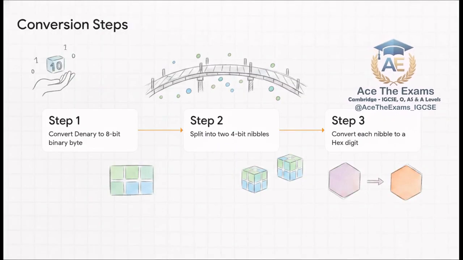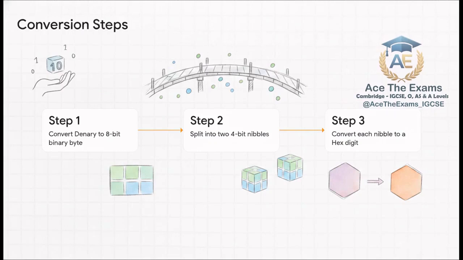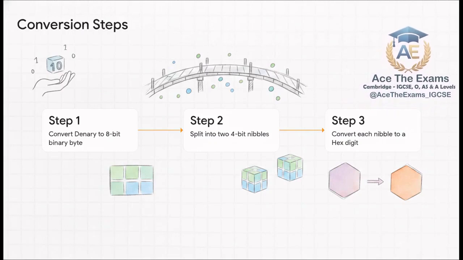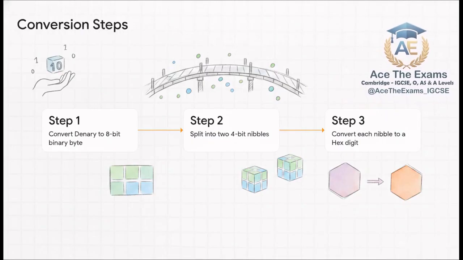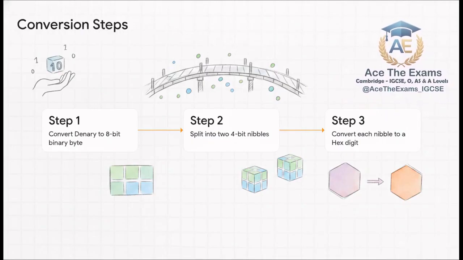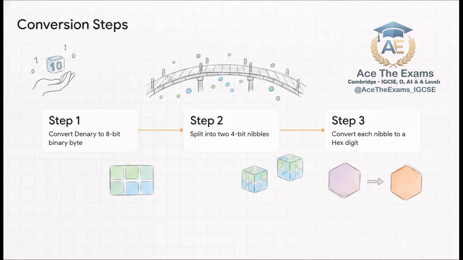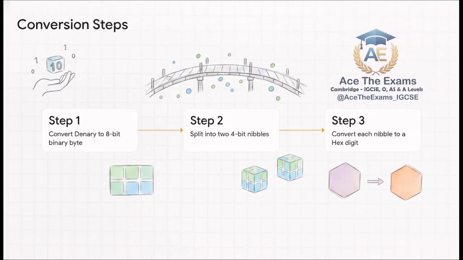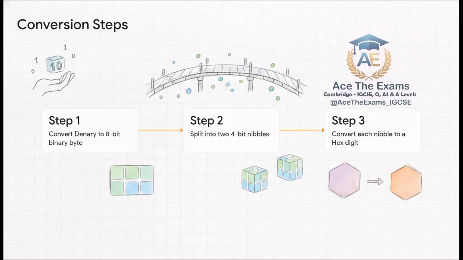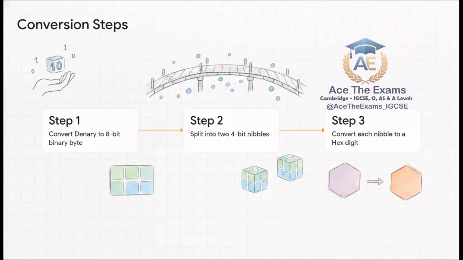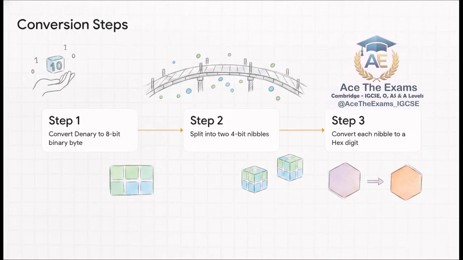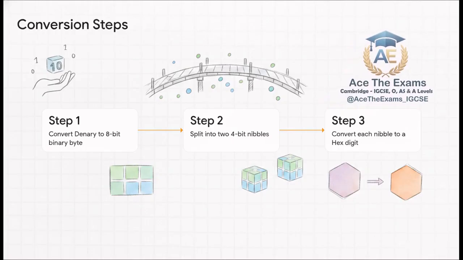Here is the golden rule. You cannot jump straight from Denary to hexadecimal. You just can't. You have to use these specific steps to safely cross the binary bridge. Step 1. Translate your starting Denary number into an 8-bit binary byte. Step 2. Take that 8-bit byte and chop it right down the middle into 2 4-bit chunks. Fun fact, computer scientists actually affectionately call these nibbles. Yeah, half a byte is a nibble. Anyway, step 3. You convert each of those individual nibbles into its single hexadecimal digit.